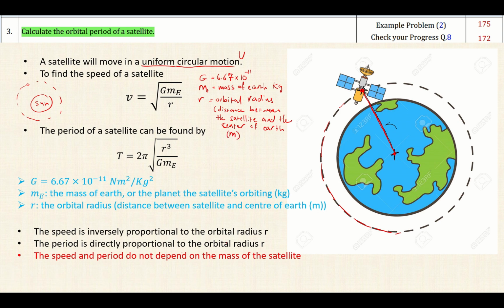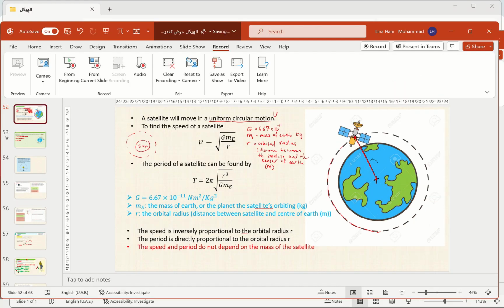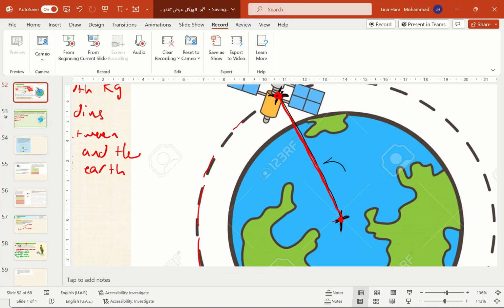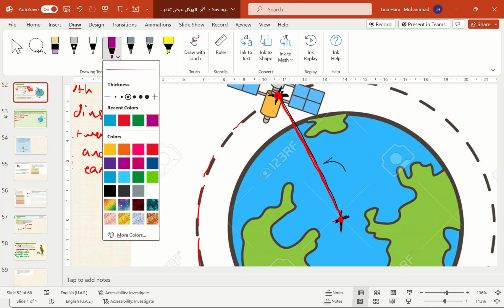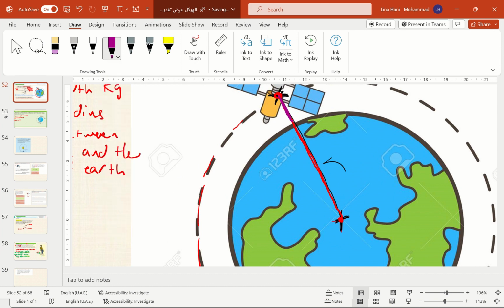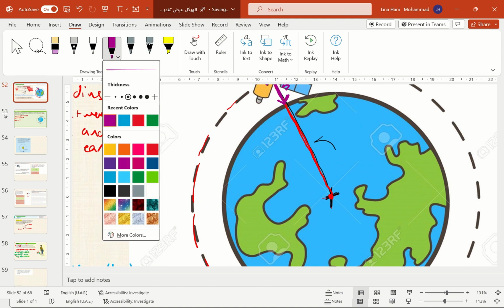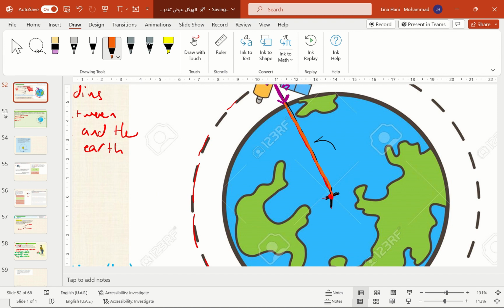Now, sometimes in questions, they don't give you the orbital radius straightforward. Rather, they give you the height of the satellite above the ground, which is this distance right here. This is called the height of the satellite above the ground. And they also give you the radius of Earth. And this is RE, the radius of Earth.